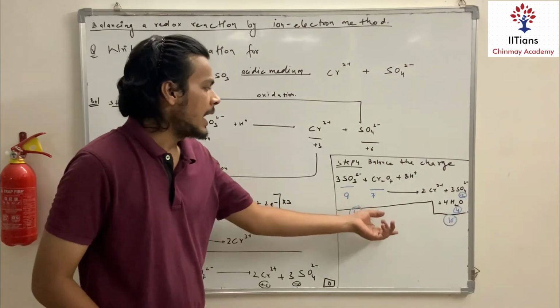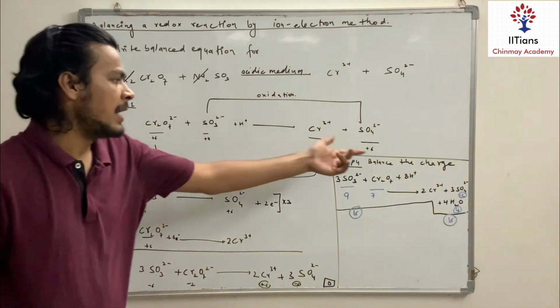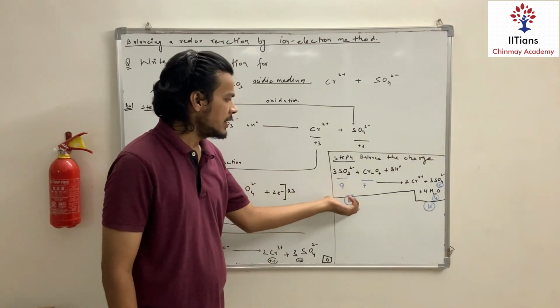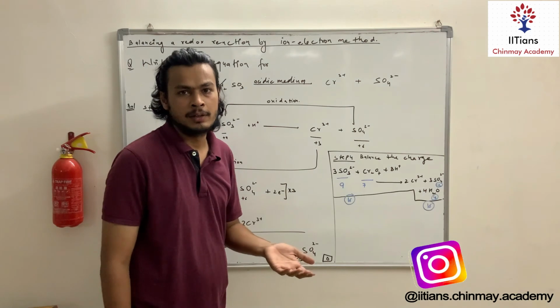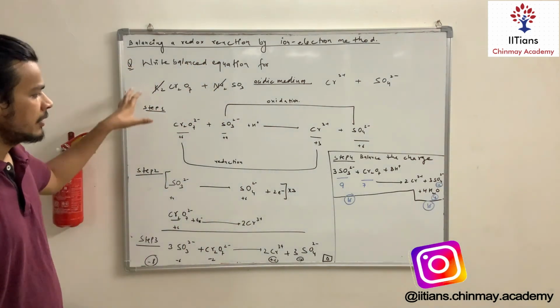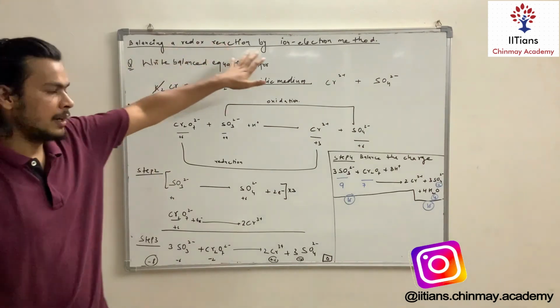So you can follow the steps and balance the equation and then cross-check it by just checking the number of oxygen on both sides. So this is balancing of a redox reaction or ionic equation by the ion electron method.